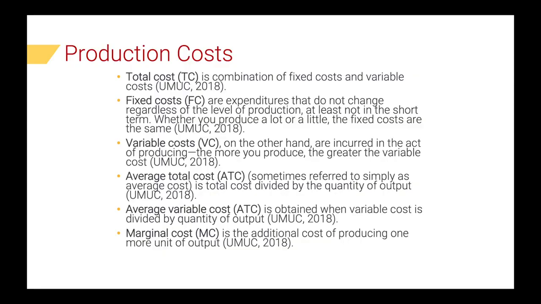Average total cost, sometimes referred to as average cost, is the total cost divided by the quantity of output. Average variable cost is obtained when variable cost is divided by the quantity of output. Marginal cost is the additional cost of producing one more unit of output.